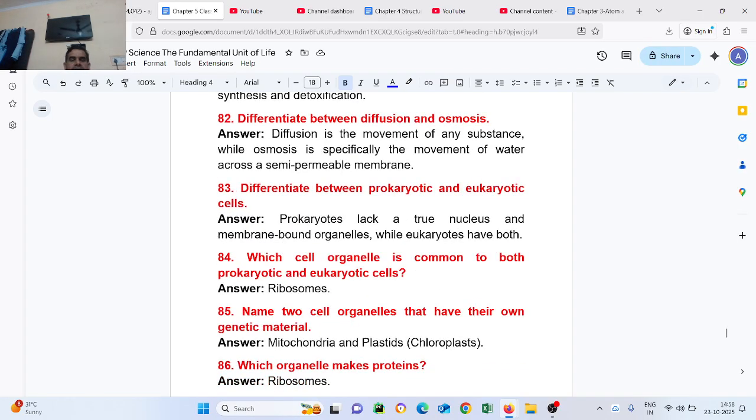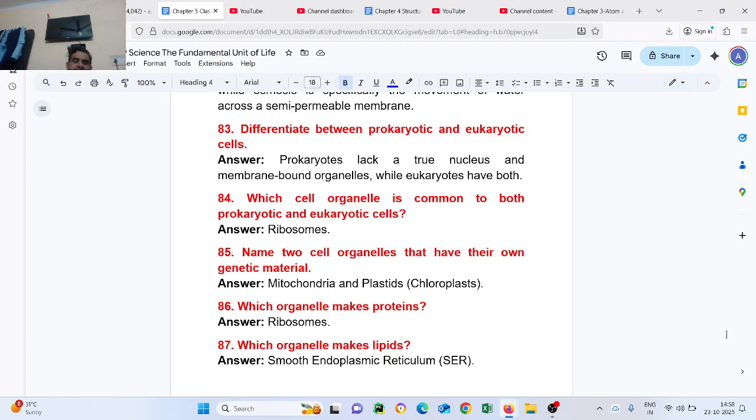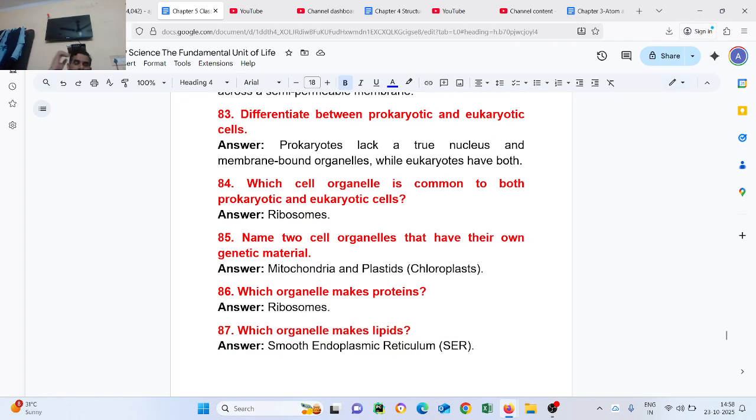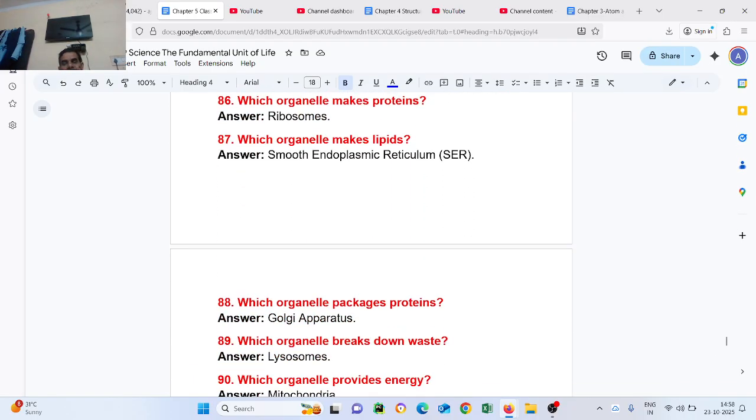Question number 84. Which cell organelle is common to both prokaryotic and eukaryotic cells? Ribosomes. Question number 85. Name the two cell organelles that have their own genetic material. Mitochondria and plastids. Question number 86. Which organelle makes protein? Ribosome. Question number 87. Which organelle makes lipid? Answer is smooth endoplasmic reticulum, SER.